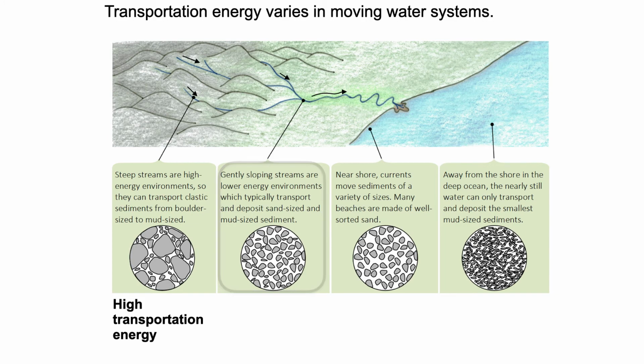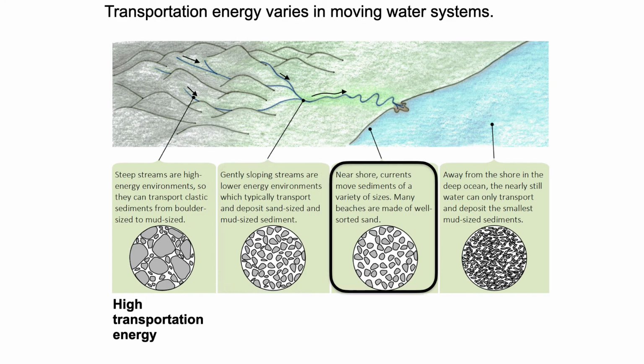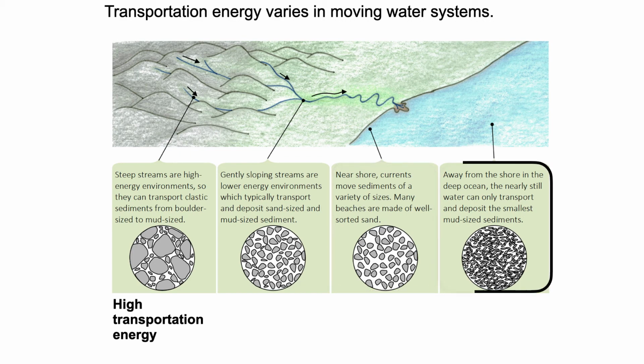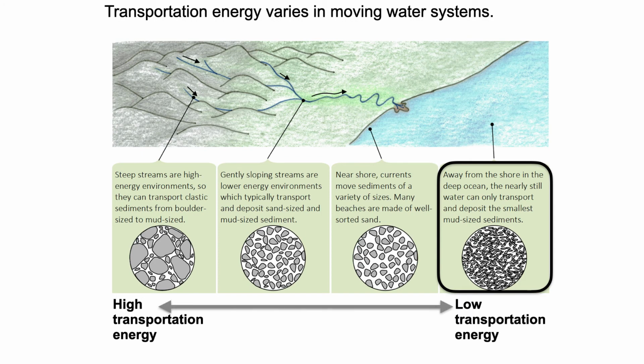At a beach, sand tends to be concentrated as the mud is carried off into a lake or to the ocean. Farther from shore in a lake or the ocean, water is almost perfectly still, especially towards the bottom, and only the smallest mud-sized sediments can be transported and deposited. This is a low-energy transport environment.